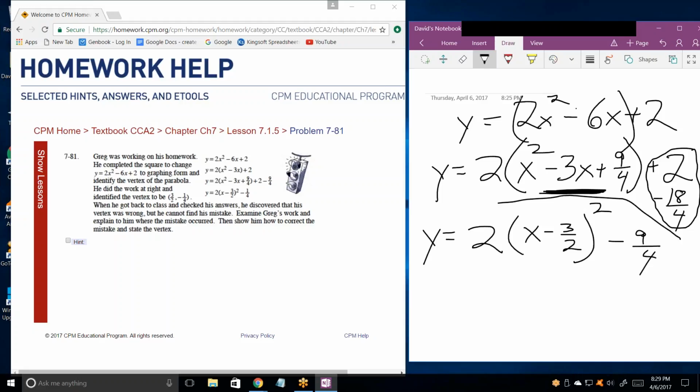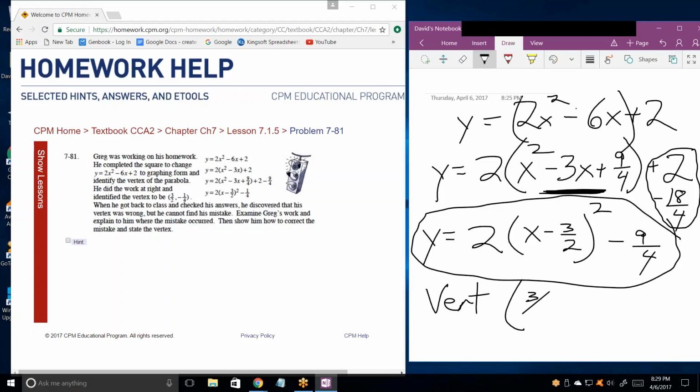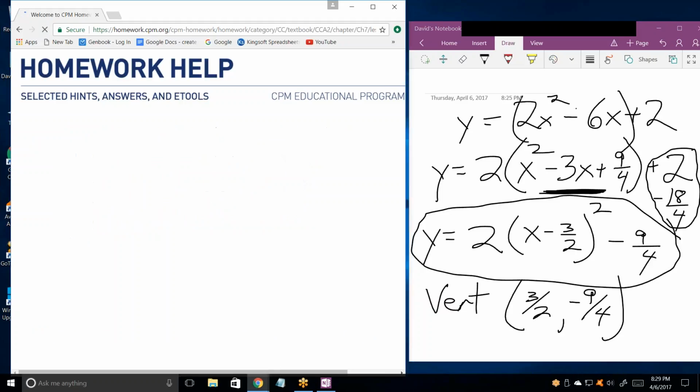So this is our final vertex format. Where's the vertex at? 3 halves and minus 9/4. Good. Okay. That was the last one, so I've got to go to 716.